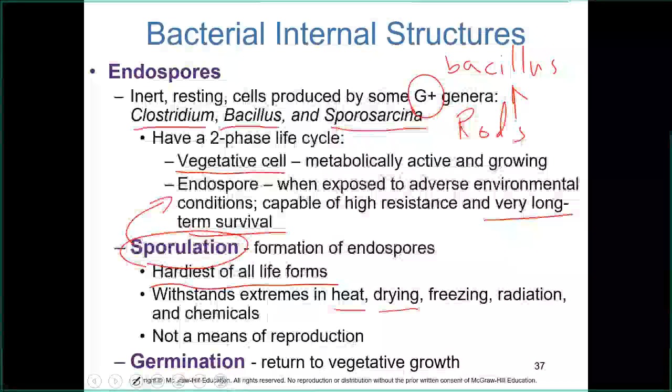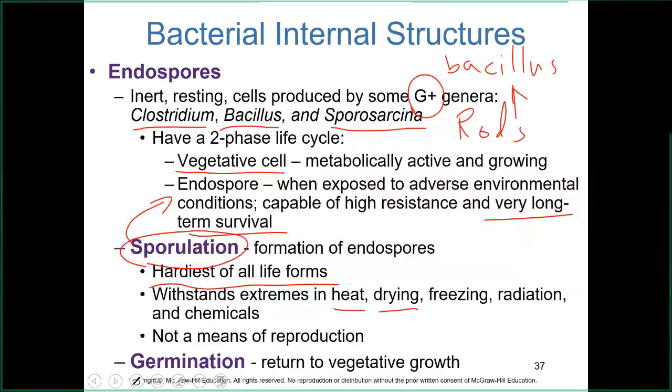You can dry them out all you want, and generally that's not going to kill them. So they can withstand that usually. Freezing generally won't kill them. But radiation, yeah, radiation will knock them out if you apply it for long enough and if it's powerful enough. So gamma rays and really intense long-term UV radiation can kill them. And there are a variety of chemicals for sure that will kill them.